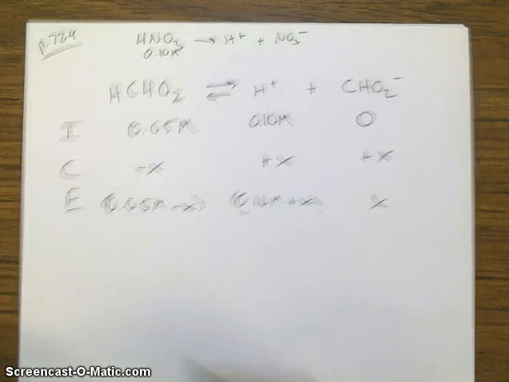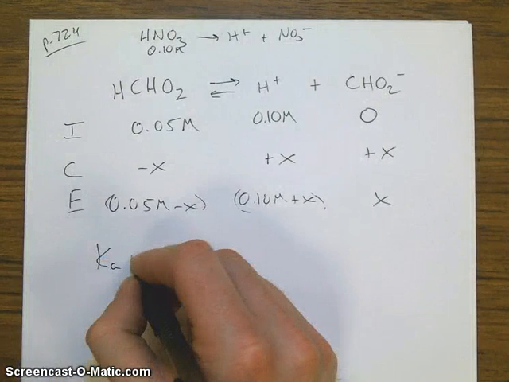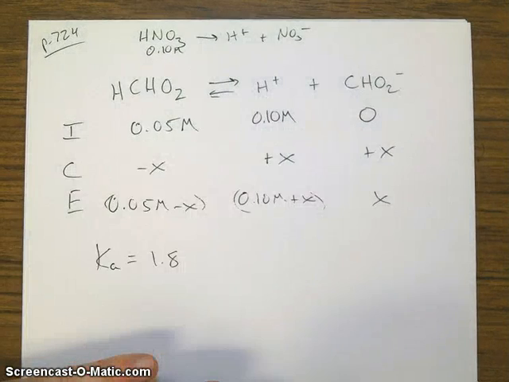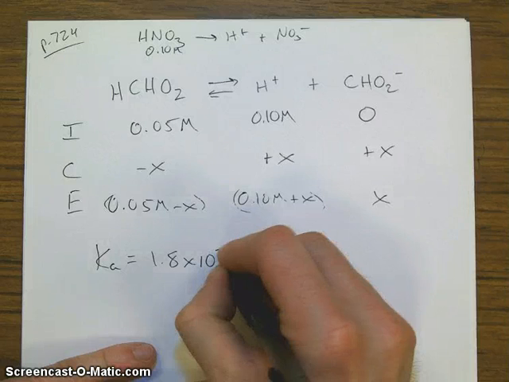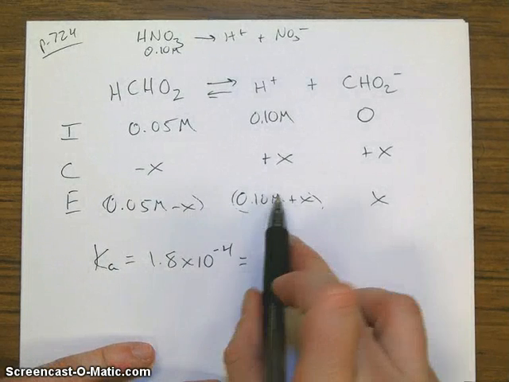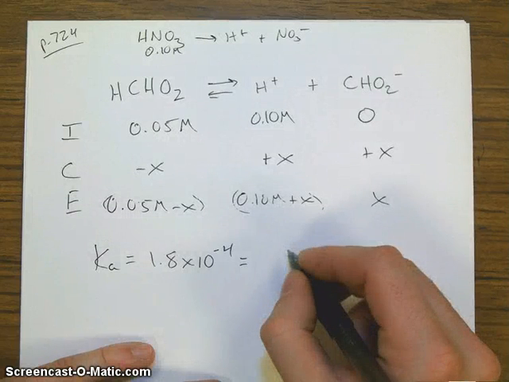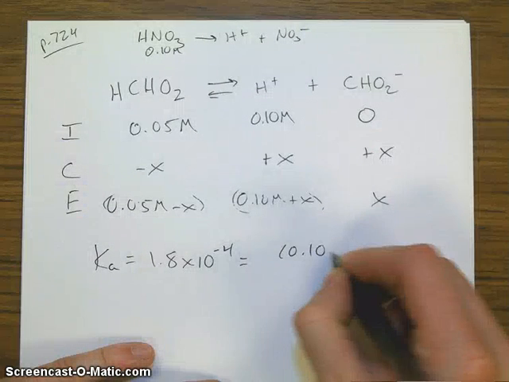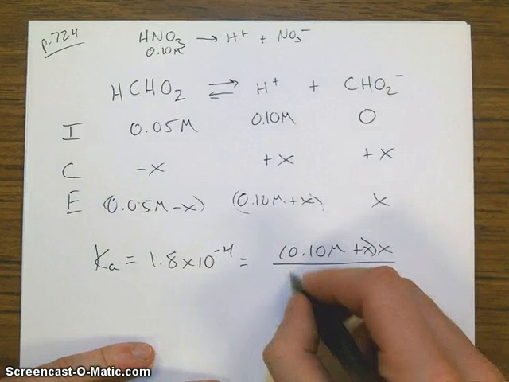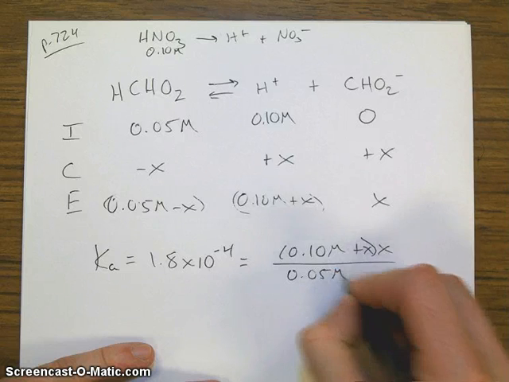And I do know my Ka. My Ka for this particular equilibrium expression is 1.8 times 10 to the negative 4. So that is going to be equal to these two over this. So it's 0.10 molarity plus x, times x, over 0.05 molarity minus x.